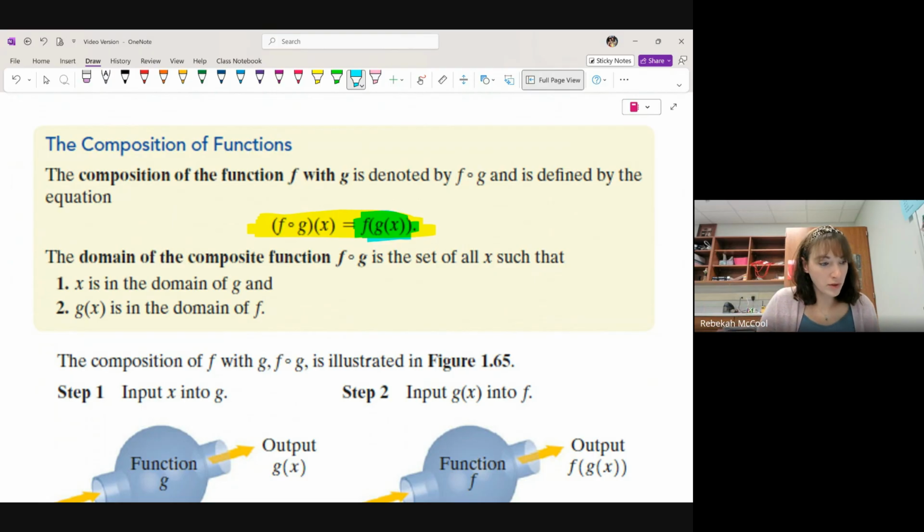Okay, so we do have to think about domain here. We're going to check two places. So we have to be in the domain of g. So that's our inside function.